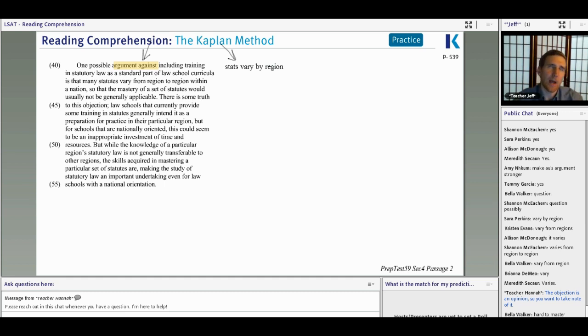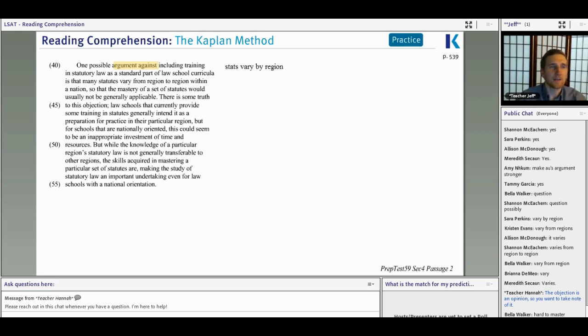Well, the core topic of this passage was statutory law, so it would be an argument against statutory law, and the bad thing is that statutes vary region by region. Now, we're not saying that you have to get to that point just yet, but that's what's going to happen in an ideal world. You can use the words you marked in the passage plus your margin notes, and that'll give you a real strong sense of what's happening in that area.